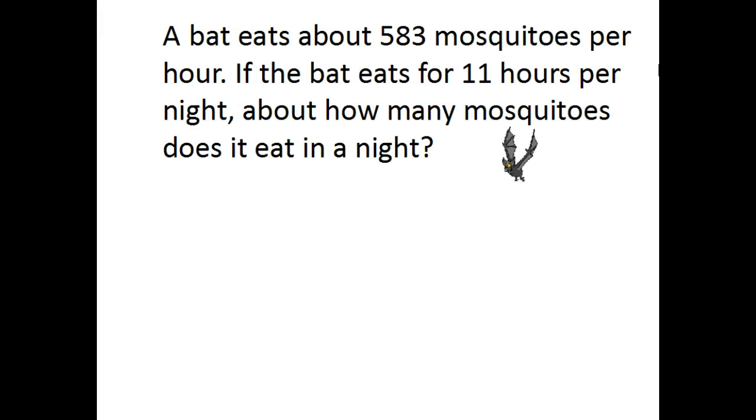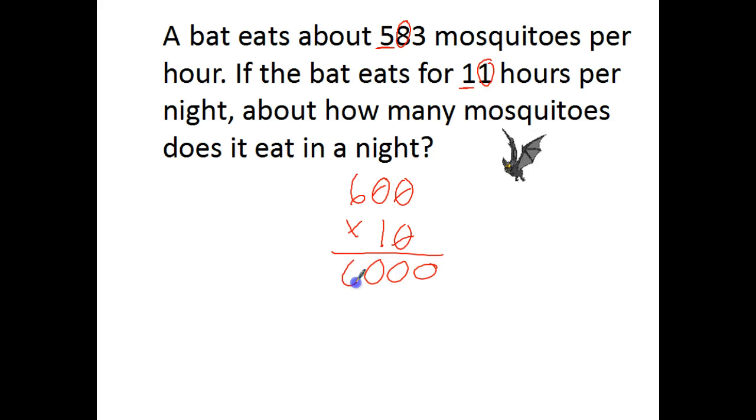A bat eats about 583 mosquitoes per hour. If the bat eats for 11 hours per night, about how many mosquitoes does it eat in a night? Rounding both numbers off, 583 is going to go to 600. 11 is going to go down to 10. 600 times 10 gives me 1, 2, 3 zeros. 6 times 1 is 6. Put my comma in. 6,000. What are we talking about? Mosquitoes.